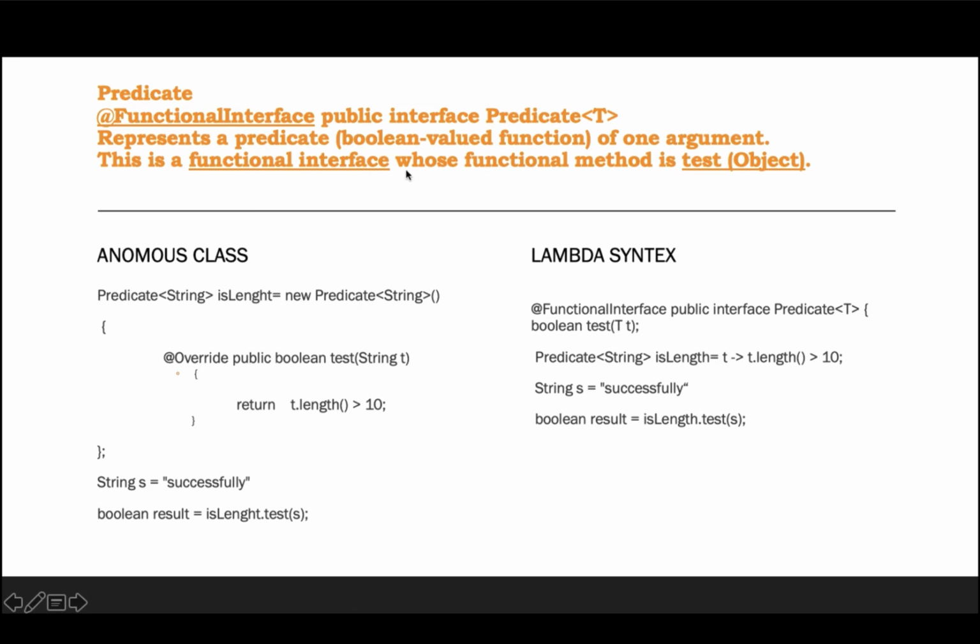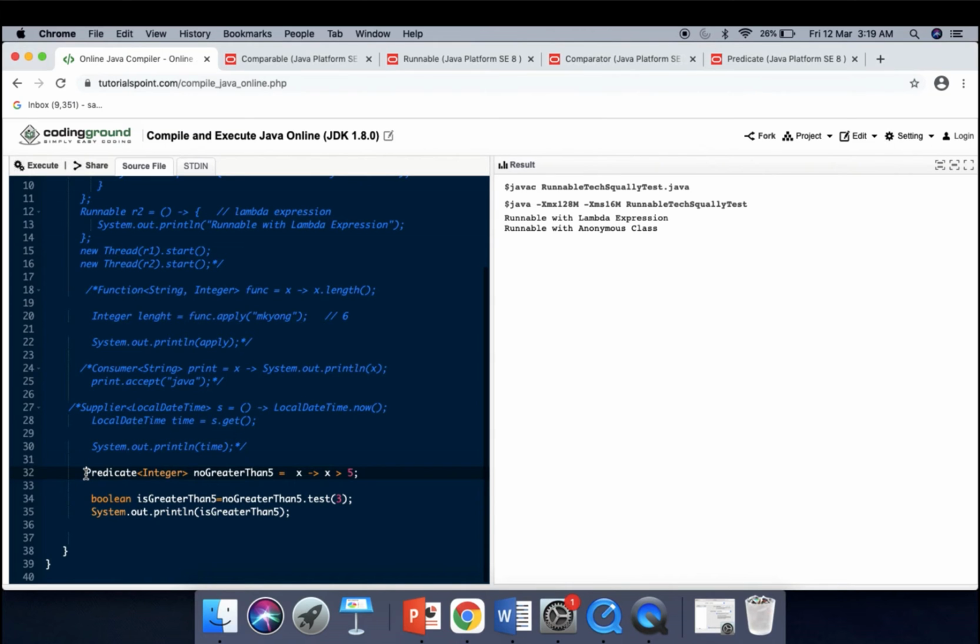And this functional interface whose functional method is test. So the abstract method under Predicate is test. Here is the implementation using the anonymous class in old days, and here is the implementation using a lambda expression. So here we are implementing the Predicate functional interface. As it takes only one argument, we are telling here.